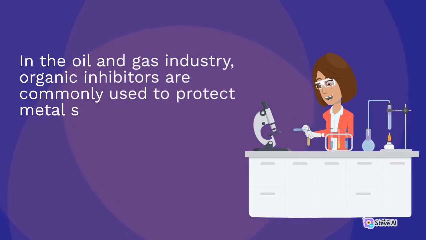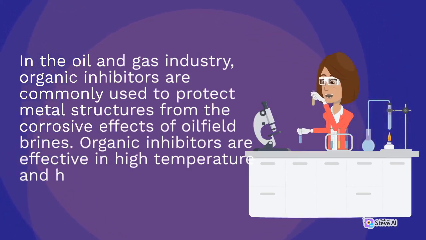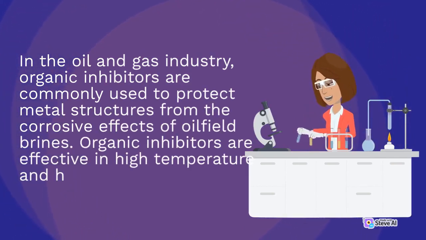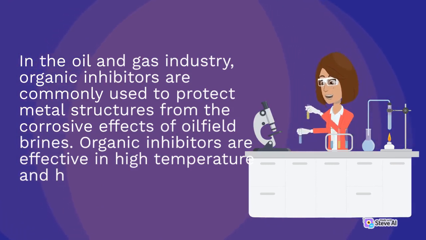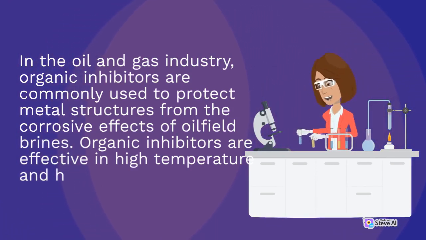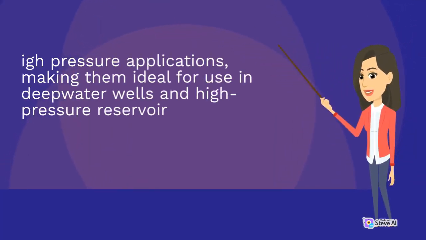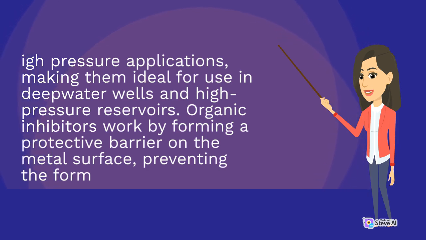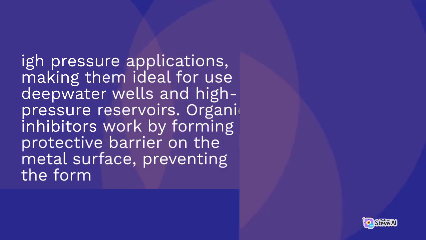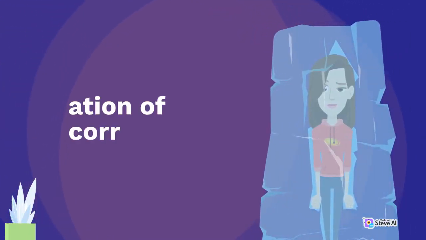In the oil and gas industry, organic inhibitors are commonly used to protect metal structures from the corrosive effects of oilfield brines. Organic inhibitors are effective in high temperature and high pressure applications, making them ideal for use in deepwater wells and high pressure reservoirs. Organic inhibitors work by forming a protective barrier on the metal surface, preventing the formation of corrosion.